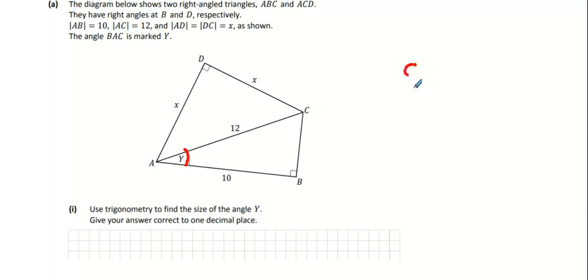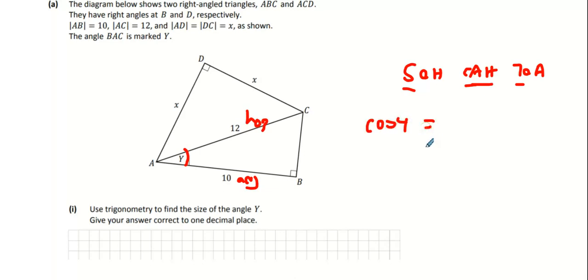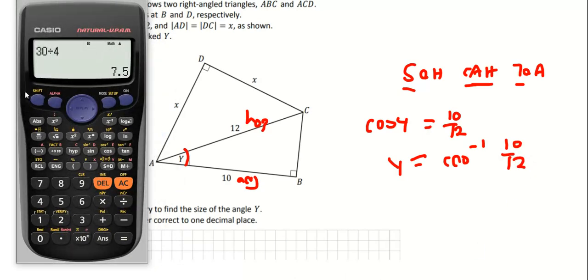We're going to use SOHCAHTOA: silly old Harry chased our horse through our attic. We need to find out which function we're using, sin, cos, or tan. We know the hypotenuse is 12 and the adjacent is 10, so we're going to use cos. Cos y equals 10 over 12. Then y on its own has to be cos inverse of 10 over 12. Put that into the calculator, making sure you're in degree mode: shift cos inverse 10 over 12. You should get an angle of 33.55, or 33.6 to 1 decimal place.